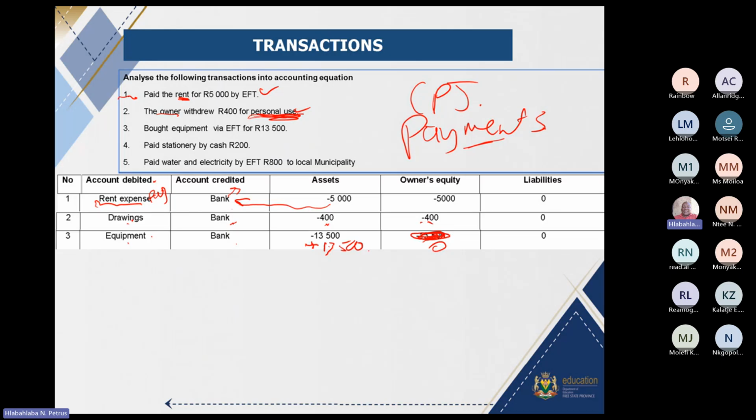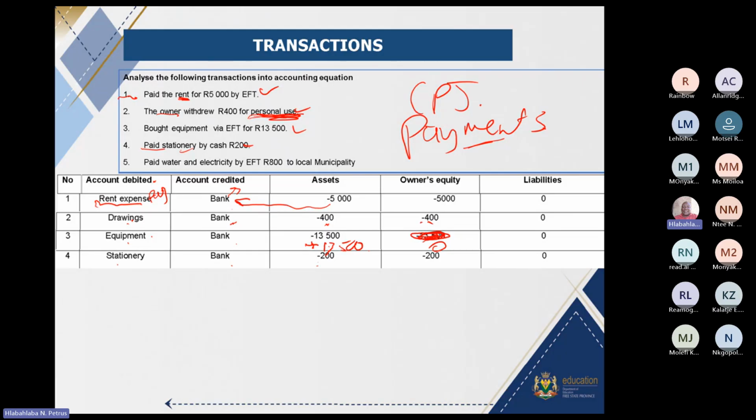Let's look at number 4. Paid stationery by cash, 200. Because we are paying, it is going to be minus because the money is going out of the bank. We credit the bank, and we debit stationery because we are paying for the stationery. Minus 200, minus 200.